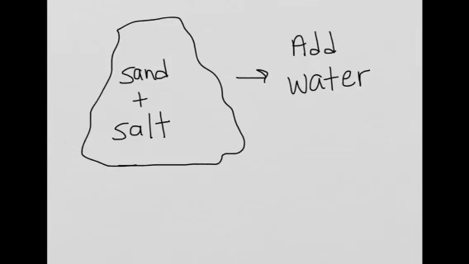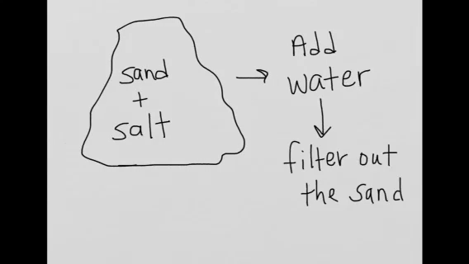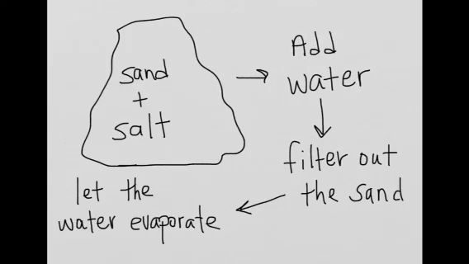So what you would do is you would add this mixture to water, filter out the sand, in other words, catch all the sand in some filter paper, and then let the water evaporate. You should, in this way, be able to recover all of the salt that was originally in that mixture.